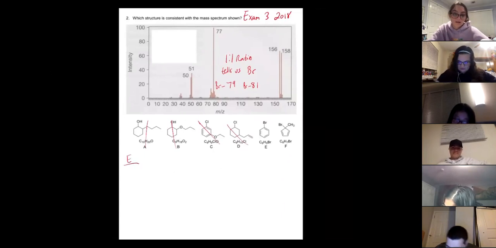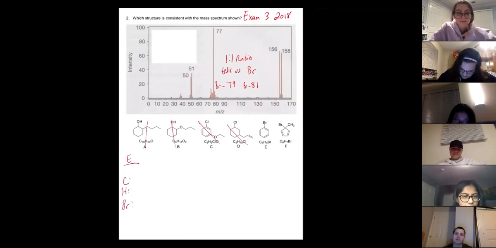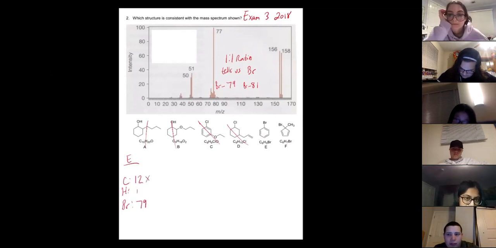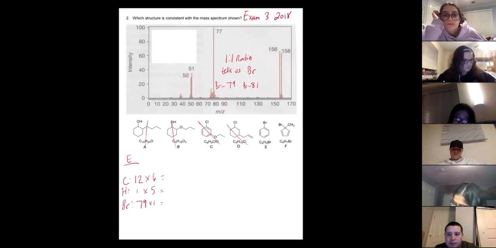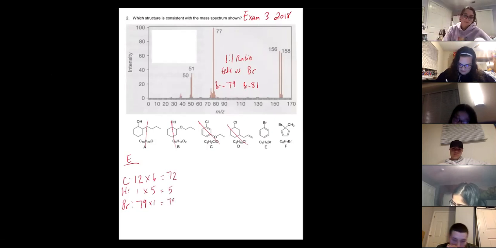But so let's go for E. So with E, we have C6H5Br. So we have two isotopes. So carbon is 12, hydrogen is 1. We'll do 79 for bromine. We have 6 carbons, 5 hydrogens, 1 bromine. So 12 times 6 is 72. 5, 79. Add all those up.